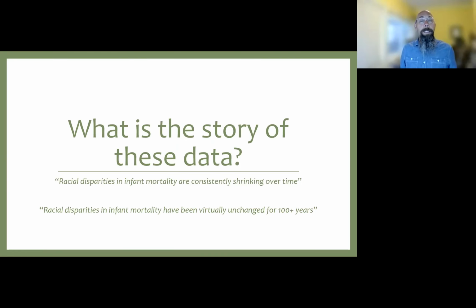So it brings us to the question of what is the story of these data? Now, again, that plot is a complicated one because I've got the two axes going on, et cetera. But there's two stories going on there. The racial disparities in infant mortality are consistently shrinking over time. That's the story from the rate differences. Or, racial disparities in infant mortality have been virtually unchanged for 100 years. That's not very satisfying when there's two opposing messages.